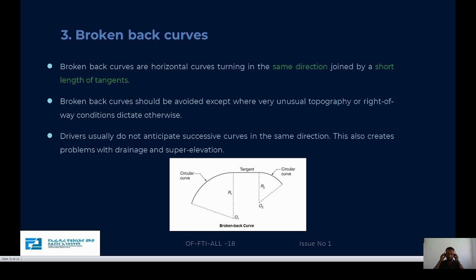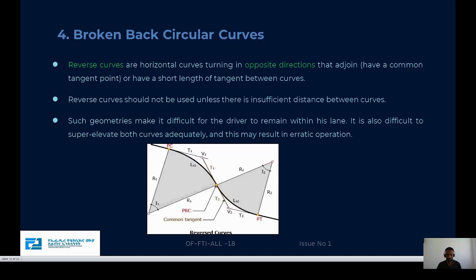The other is broken back curves. So this one is two curves combined in the same direction. Between the two curves a short length of tangent is provided. This also should be avoided if possible. It is not avoided when, for example, unusual topography or right-of-way conditions dictate otherwise. Drivers usually do not anticipate successive curves in the same direction, so if possible, avoid it. If it is not possible, depending upon the topography, it is provided.